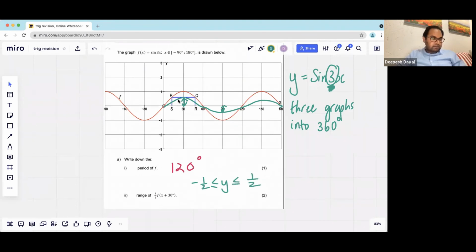The range is y is between minus half and half, or you can write it as y is an element of minus half to half. Does that make sense, Aiden? Okay, it does make sense. Thank you. So it's minus half and half, right? Great. Any questions regarding this one?